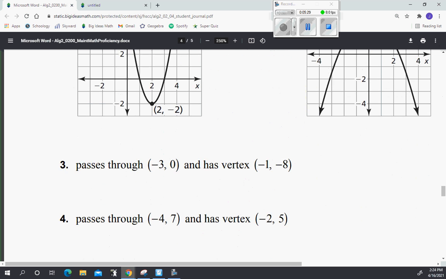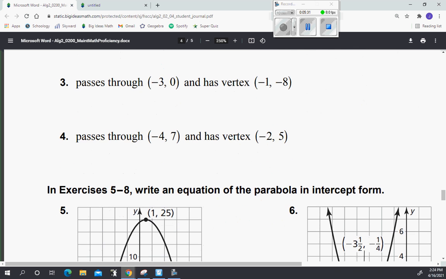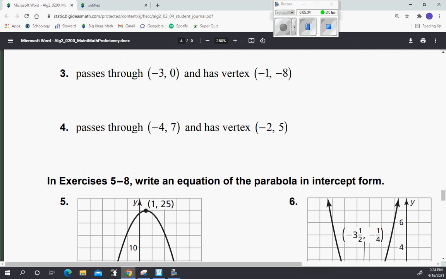Down below, here they give us our vertex, so we are going to write that in our equation. Y equals a times x, and it's at -1, -8. So remember, we have to think opposite in our x, and then -8 at the end. It passes through these points. So we're going to plug in 0 for y equals a times -3 plus 1 squared minus 8.